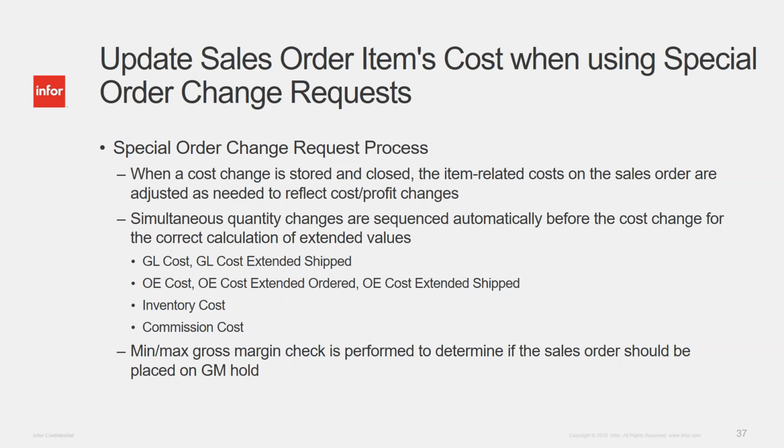Simultaneous quantity changes are sequenced automatically before the cost change for the correct calculation of the extended value. What does that mean? It means that when you've got 5 or 6 fields and they change all of the values, we're updating the quantity change first. We then grab the quantity to multiply it by the cost to get your extended value. We're using the right quantity to calculate your extended value. And the min-max gross margin check is performed to determine if the sales order should now be placed on gross margin hold.